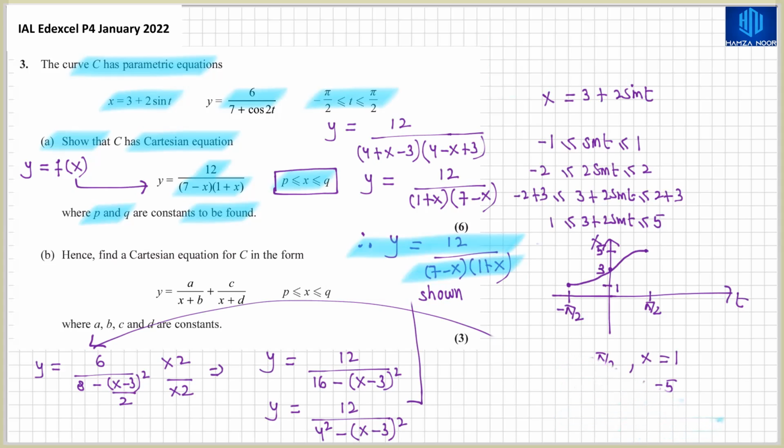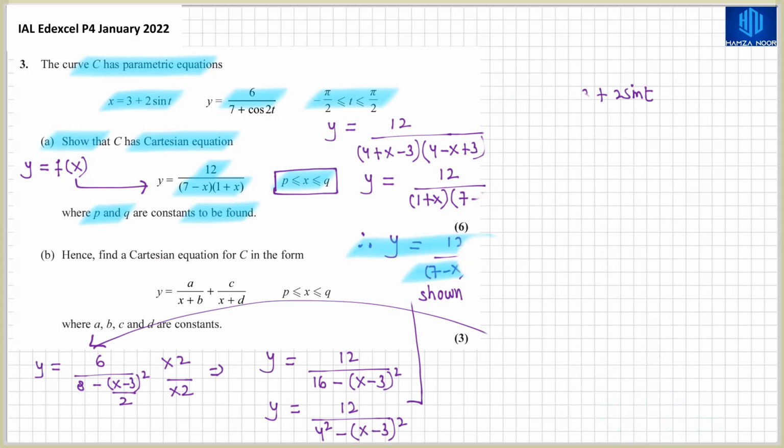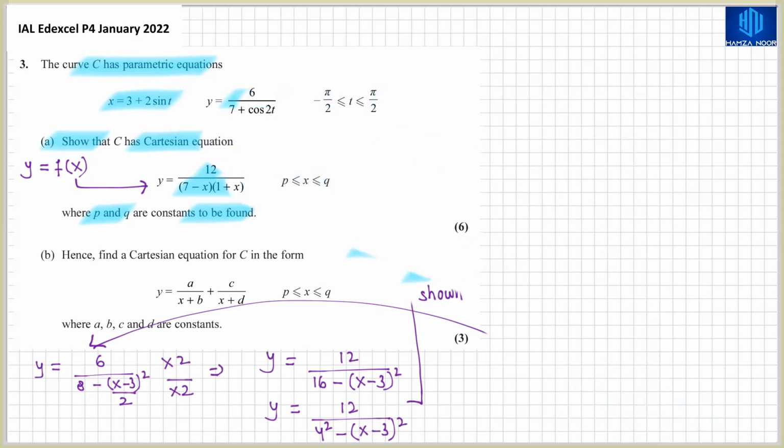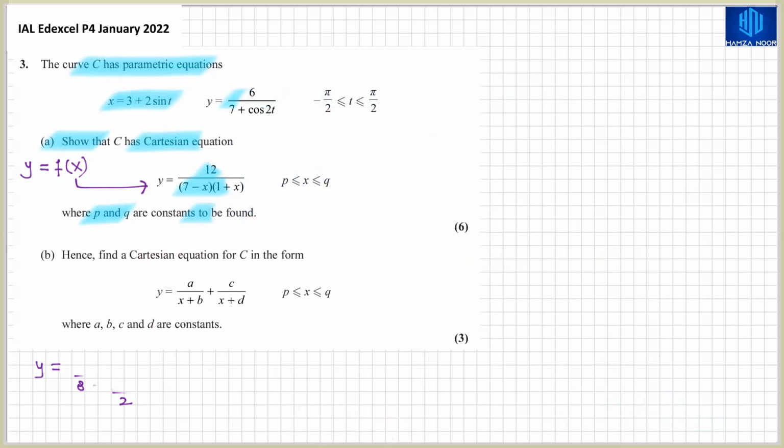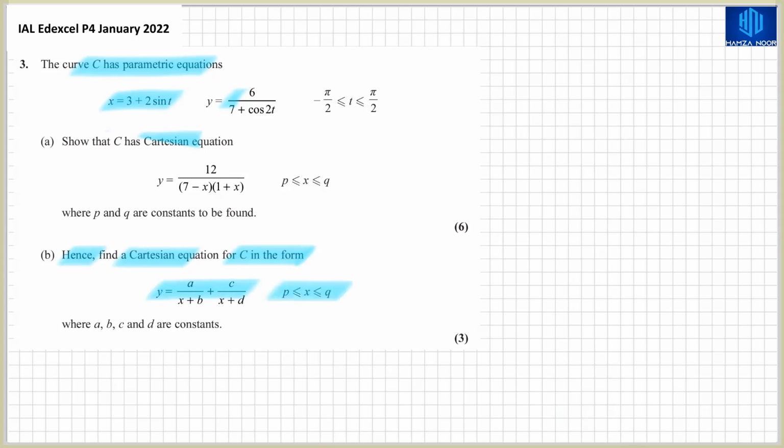So now let's move on to part B, and I'm going to erase the working of part A so that we have a fresh page to continue the working. In part B, it says: hence find a Cartesian equation for C in the form y = a over (x + b) + c over (x + d), where x is greater than or equal to p, less than or equal to q. We have already found the values of p and q in part A, where a, b, c, and d are constants to be found.